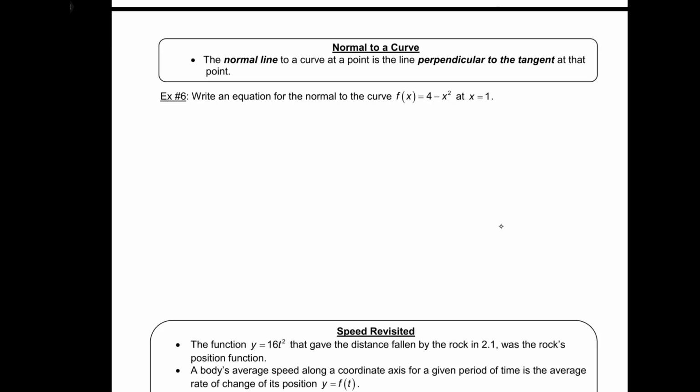What does it mean to be normal? So think about in geometry. If you have a perpendicular bisector, it's normal to a line segment. Normal means 90-degree angle. It means perpendicular. The normal line to a curve at a point is the line perpendicular to the tangent at that point.